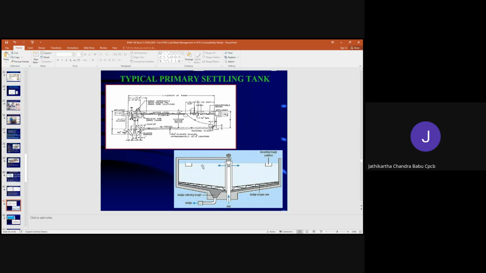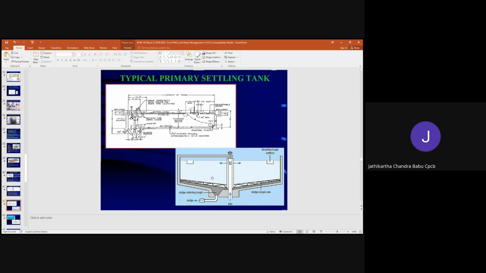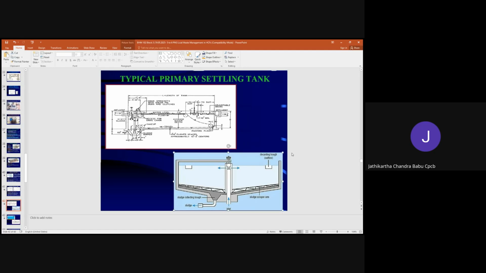All the solids in the wastewater will come closer and closer, thereby the specific gravity of the particles increases in such a way that they settle on their own by means of gravity. They settle at the bottom, and the supernatant will go to the next unit, where the sludge is collected from the bottom. Here, some sludge is recirculated, and other sludge is sent to the digester.